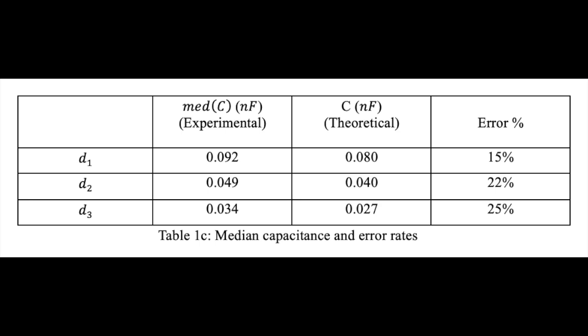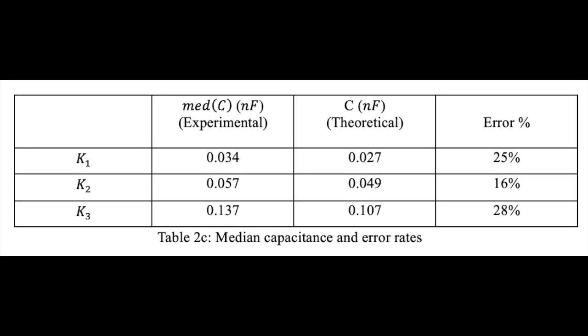In the first part of the experiment, I obtained the error values to be 15%, 22%, and 25% respectively. And for the second part of the experiment, I obtained the error values to be 25%, 16%, and 28%. These errors are explained in two different fashions, one of them being systematic errors and the other being random errors. In terms of systematic errors, I found it to be mostly coming from incomplete definition of the problem we're solving.